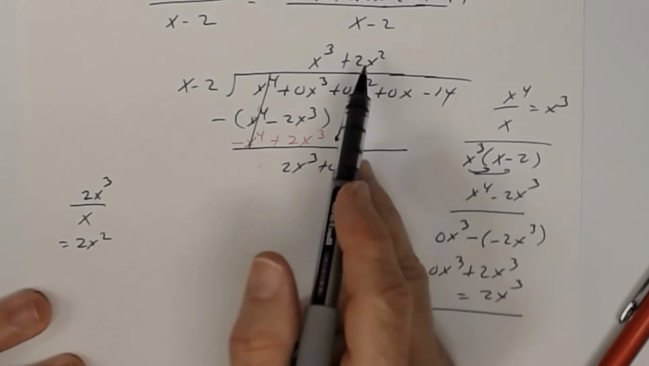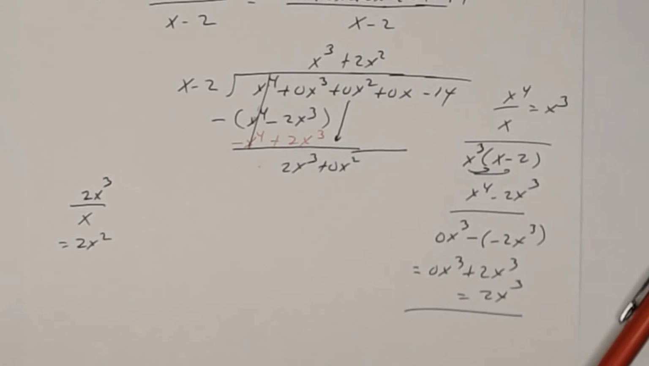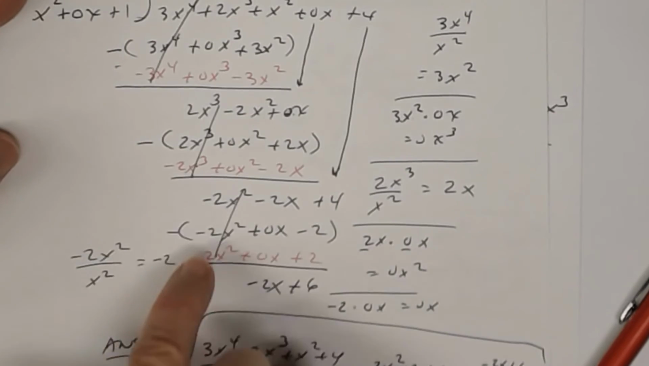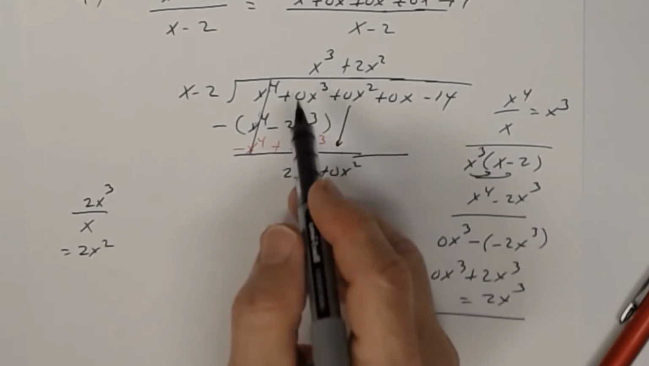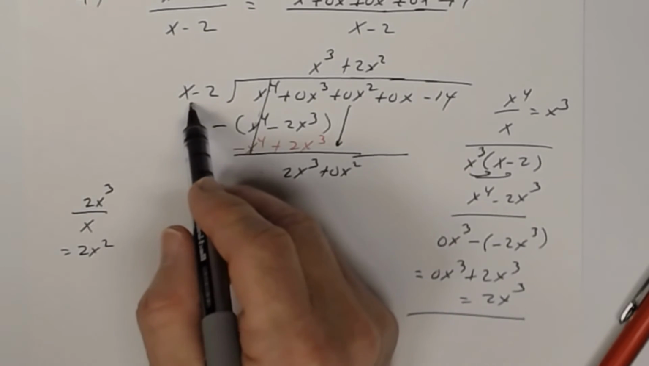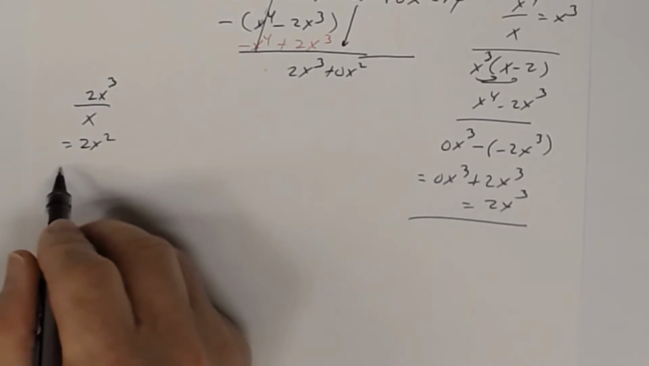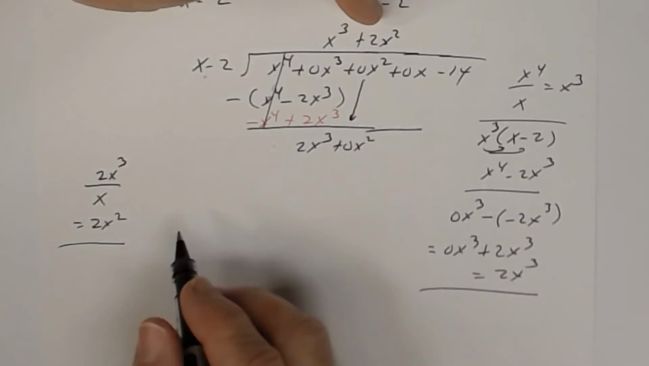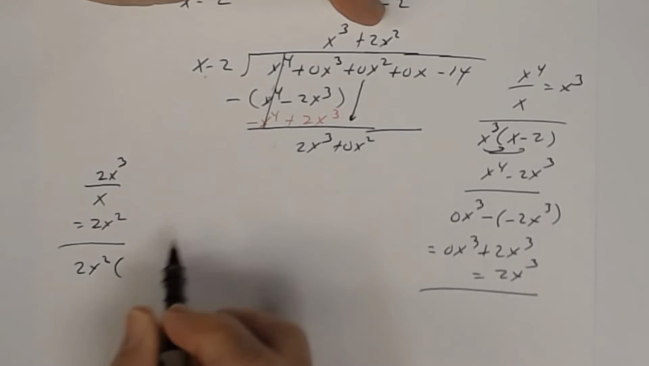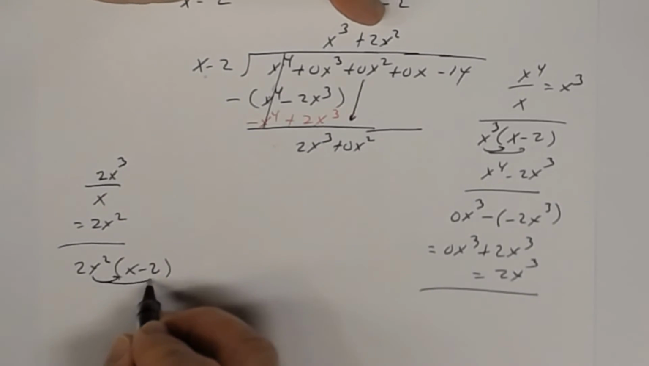And now you multiply. Now remember, when you multiply, this right here better be the same, just like we talked about before, every time you do this. So 2x squared times x. Remember, if you have to write it out, you write it out. There's nothing wrong with writing down what you're thinking. It helps. 2x squared times your divisor, x minus 2, and then distribute.